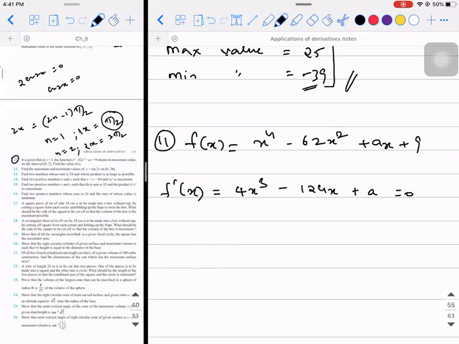So f dash of 1 should be equal to 0. There is nothing much to solve. So 4 minus 124 plus a should be equal to 0. So a is 120. It's a simple one. I was just thinking whether they're asking for the range, what all the possible values are. So the possible value of a is 120.